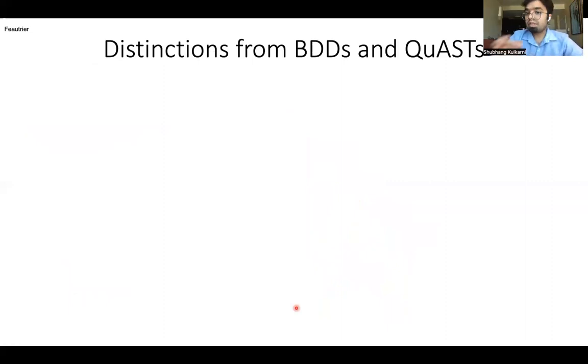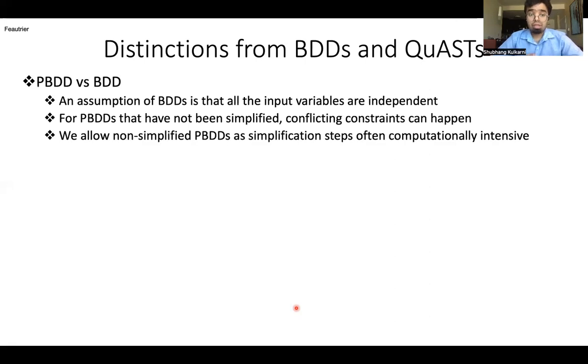So there are a few distinctions between PBDDs and BDDs, and also from QoSTs from literature. An assumption that BDDs have is that all input variables are independent. Now, PBDDs need not have this assumption because you could have constraints that conflict and result in, say, the empty set. However, if your PBDD was perfectly simplified, then this case need not happen.